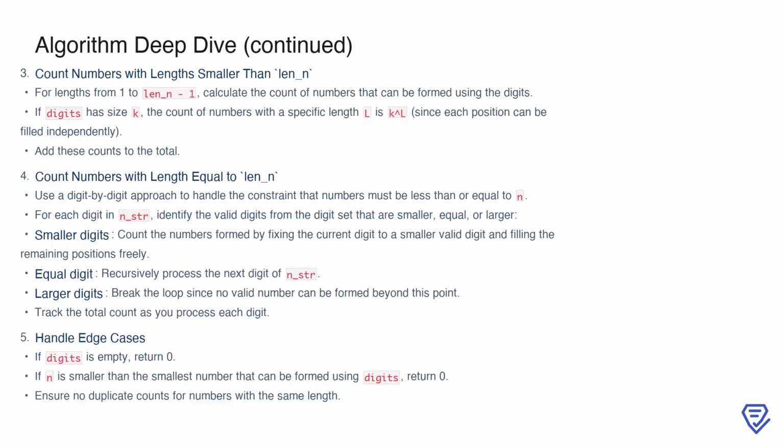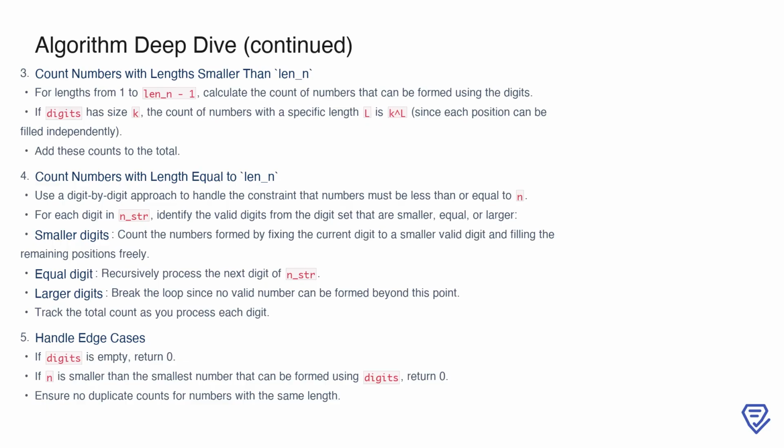Next, we focus on numbers with lengths equal to len_n. Here, a more detailed approach is required since each digit of the number must be checked against the corresponding digit of n_str. For each digit in n_str, we identify valid digits from the digit set that are smaller, equal, or larger. If a smaller digit is selected, we can freely fill the remaining positions with any digits, as these numbers are automatically less than n. If the current digit is equal to the corresponding digit in n_str, we proceed to the next digit and continue checking recursively. However, if a larger digit is encountered at any position, no valid numbers can be formed beyond this point, and we exit the loop.